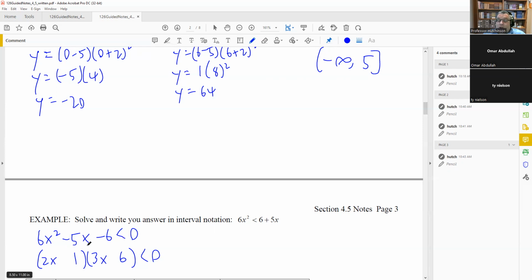Now, if I multiply this, I do get the 6x squared, but then I get a 12 and a 3, and there's no combination of that that's going to allow me to get a -5. So I'm going to get rid of those. Those aren't going to work.